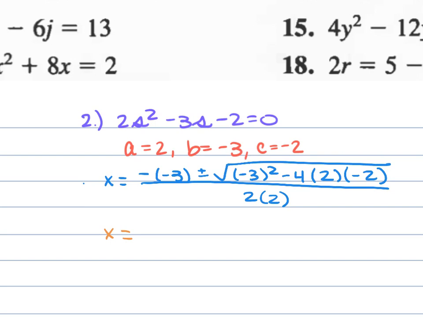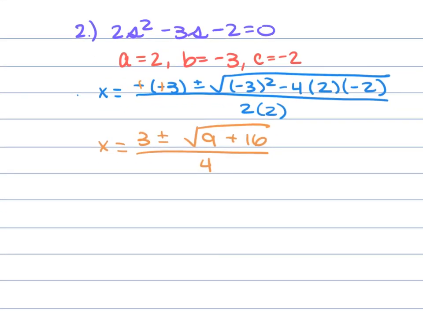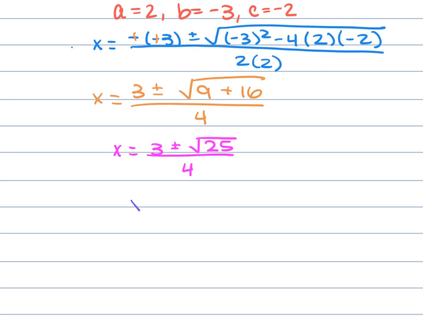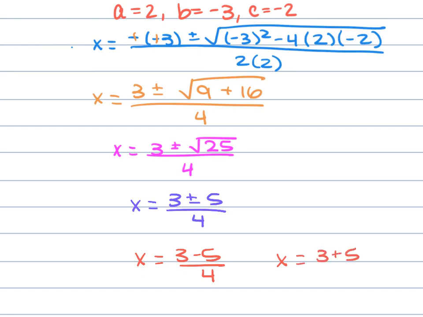So this is going to simplify to be positive 3 plus or minus the square root of 9 plus 8 times 2 is 16 all over 4. So simplify this further, x is equal to 3 plus or minus the square root of 25 all over 4. Keep going, x is equal to 3 plus or minus 5 over 4. So we're going to separate this to be x is equal to 3 minus 5 over 4, as well as x is equal to 3 plus 5 over 4.